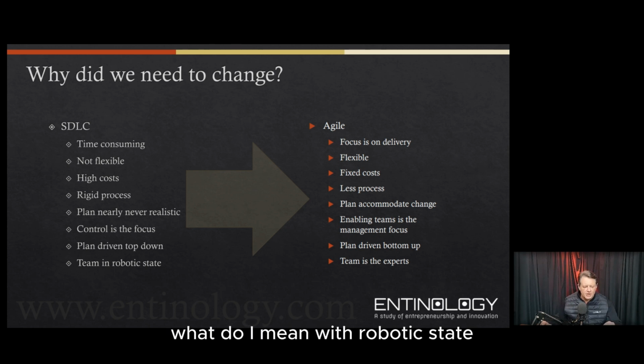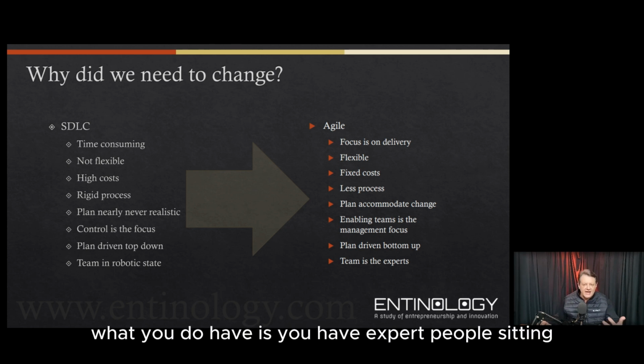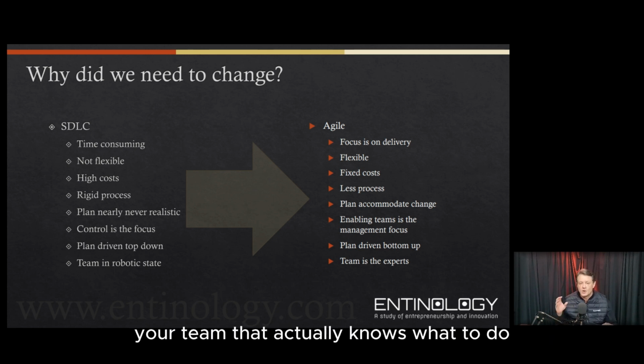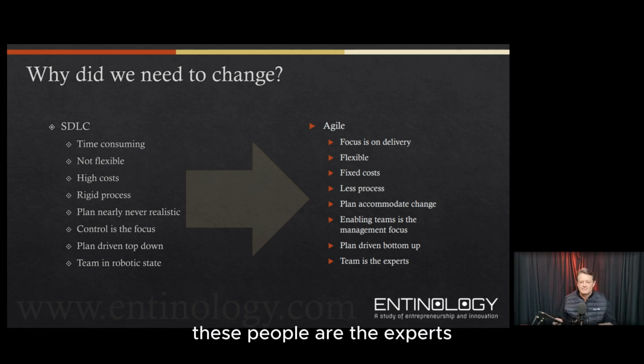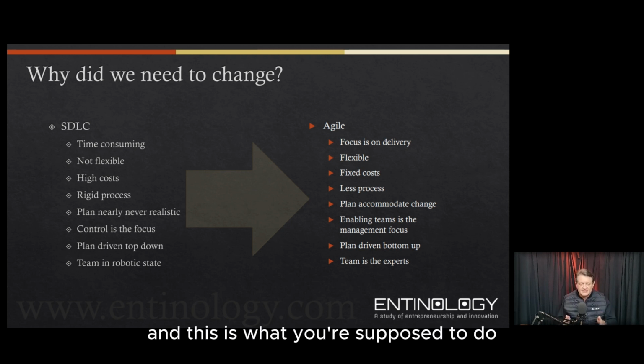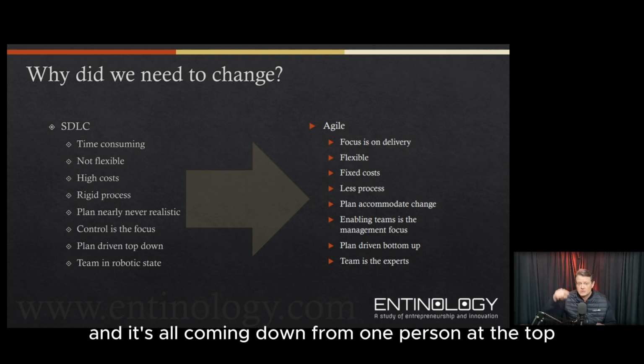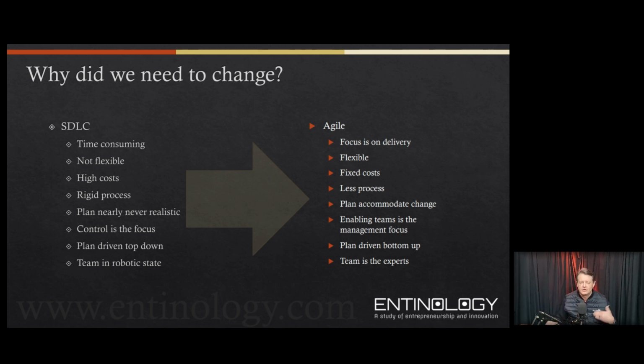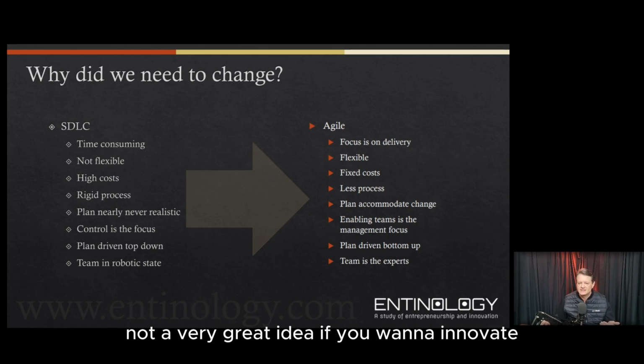What do I mean with robotic state? What you have is you have expert people sitting in your team that actually know what to do, how to do it. These people are the experts, but they are not allowed to give their opinions, because there's a plan, there is a scope, and this is what you're supposed to do, and it's all coming down from one person at the top pushing it down on the rest. Not a very great idea if you want to innovate.